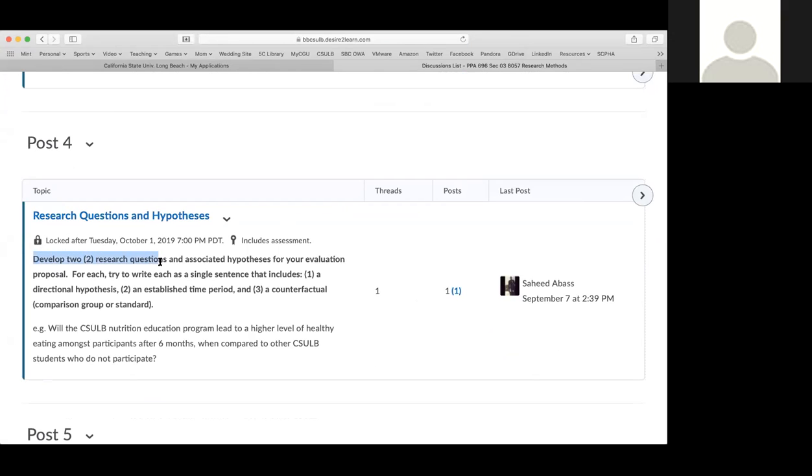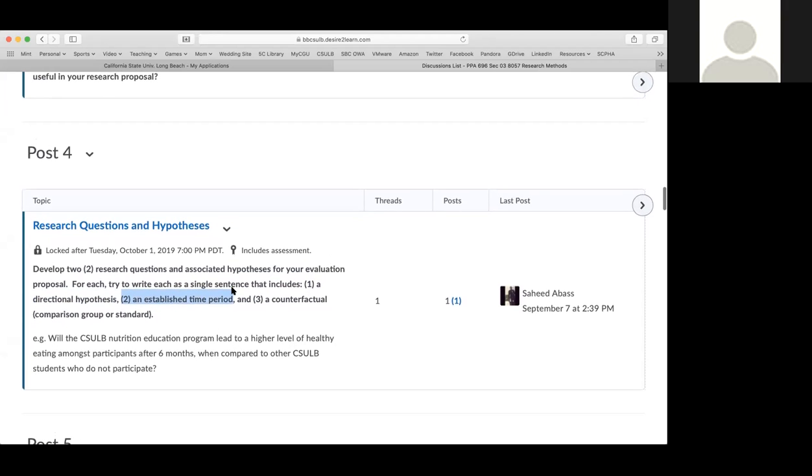But you're going to develop 2 research questions and associate a hypothesis for your evaluation proposal. For each of these 2, you want to write a single sentence. So much like you saw on the PowerPoint slide, that should include a directional hypothesis, meaning state whether you think it should go up or down as a result. An established time period. So if you know how long you think it should take, so this is a health program, we expect it to take 6 months from the time the program ends to see some impact, or it might take 3 years, something like that. And a counterfactual comparison group or standard.